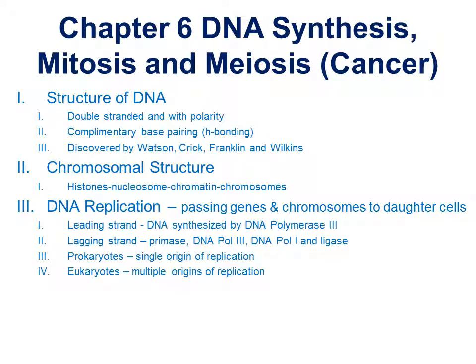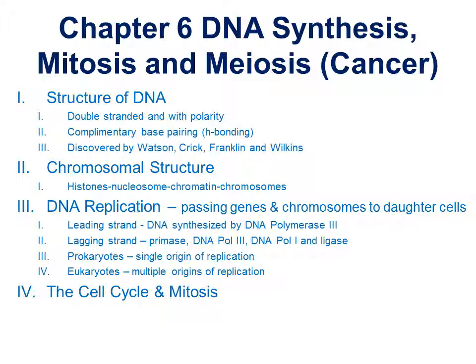So at this point, we've discussed the structure of DNA as well as chromosomal structures, and we also covered the topic of DNA replication. Now we're going to discuss the cell cycle and mitosis. But before we jump in, I'd like you to ask yourself, why is the cell cycle and mitosis even in the same chapter as DNA replication?